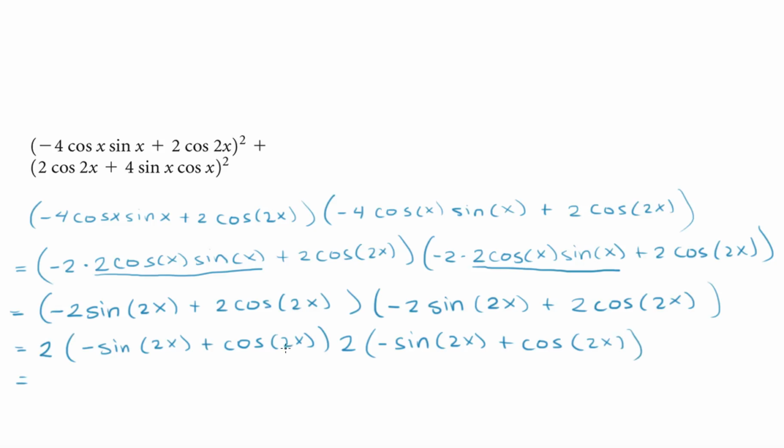Okay, now 2 times 2 is 4. I'm going to switch these two around to make it neatly. So it's going to be cosine of 2x minus sine of 2x. And then cosine of 2x minus sine of 2x.